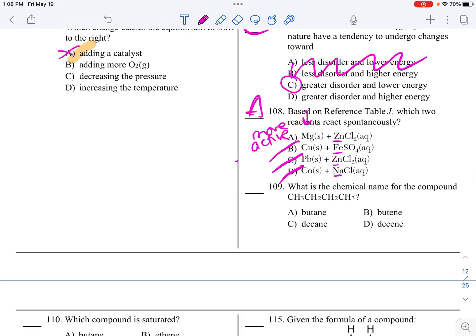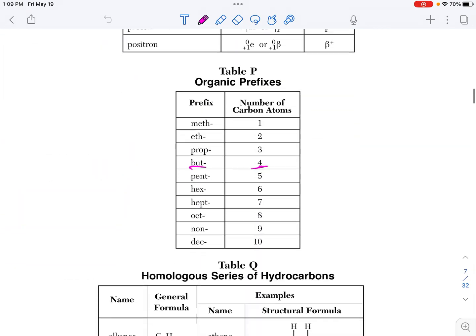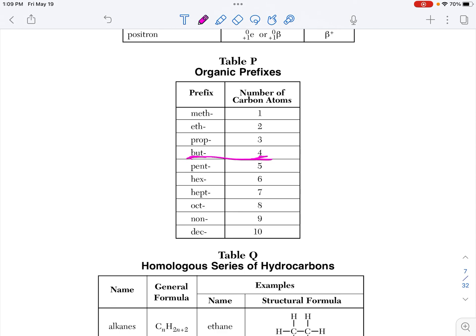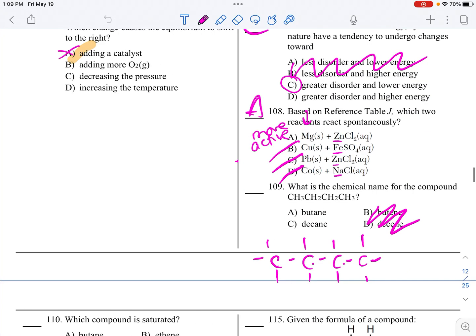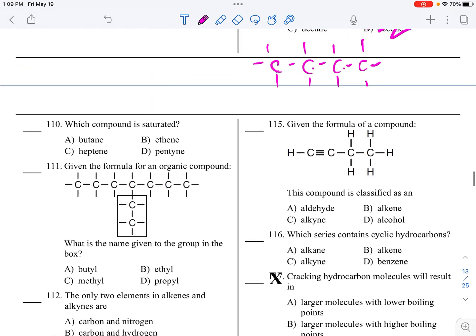What's the chemical name for that? So CH3, CH2, CH2, CH3. I can see that they're all single bonds, so none of these. Meth, eth, prop, bute. If you forgot the organic reference tables, bute means 4. So butane, choice A. Number 110, saturated means single bonds. So ane, that's part of the reference table.